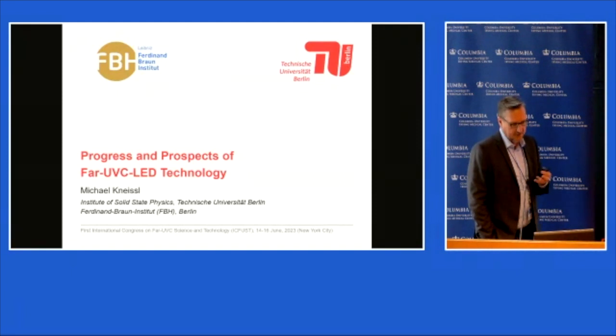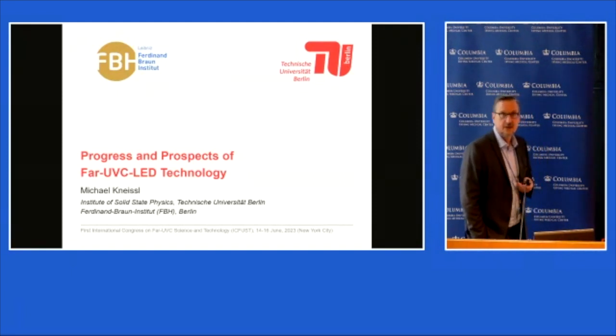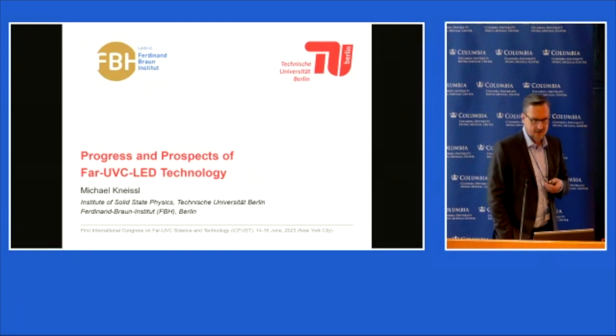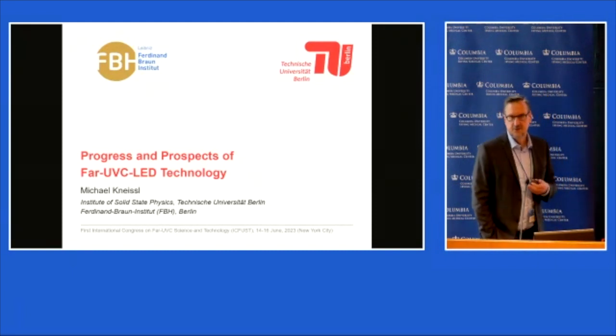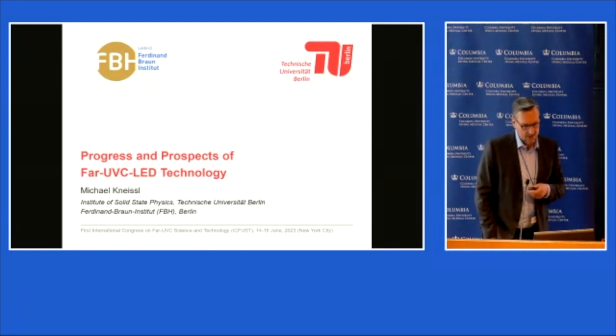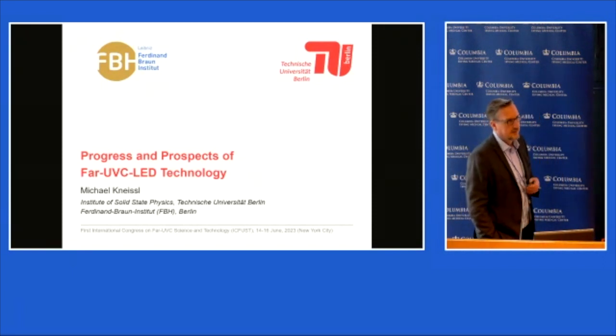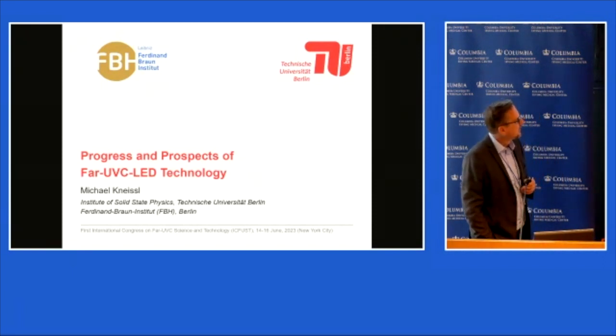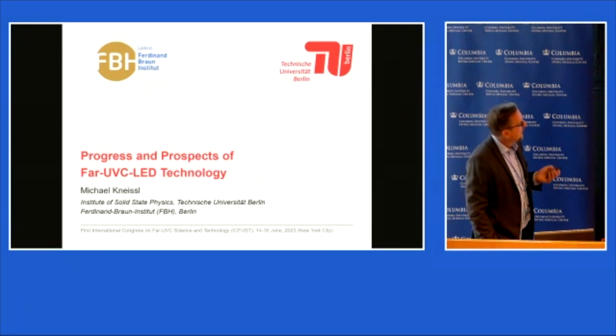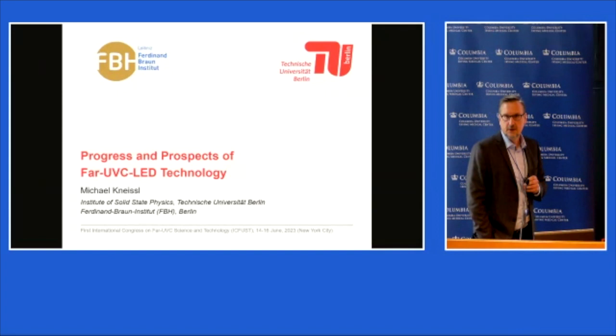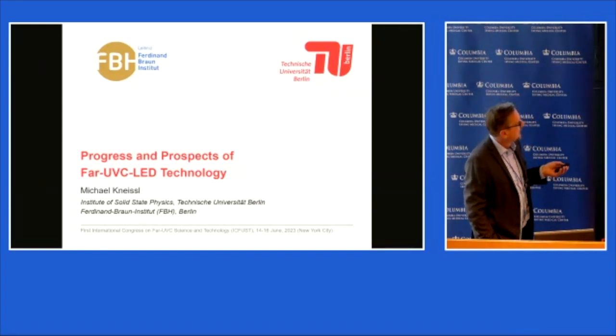And of course, most of these studies have been done with 222 nanometer excimer lamps. And that brings me also to the topic of my talk, trying to present you some update on a semiconductor-based UV source using group 3 nitride materials for realizing Far-UVC light emitting diodes in the 233 and shorter wavelengths range. This is work done at the Technical University of Berlin, the Stefan Braun Institute.